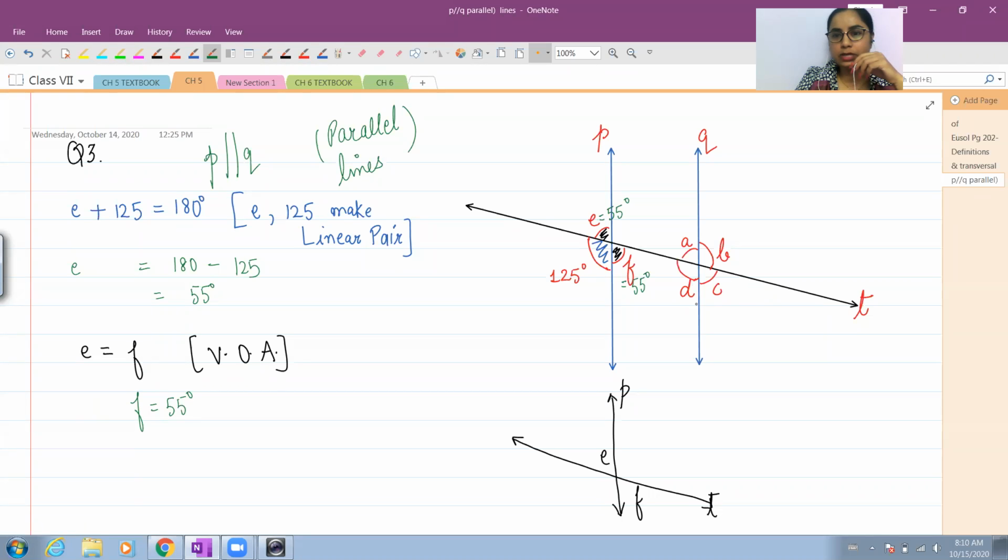Now let's find out A, B, C, D. Now A, B, C, D can only be found if you can find out how they are related to E, F and 125. We are now going to consider corresponding angles and so on.